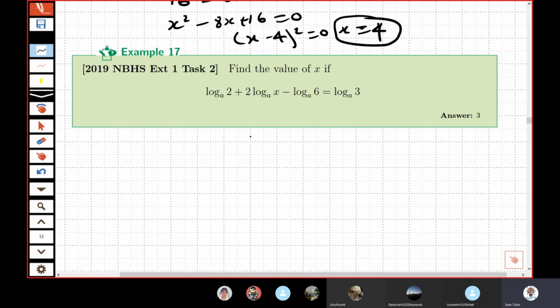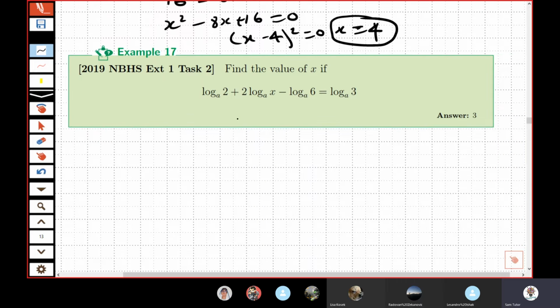2019, so this is last year's question. Find the value of x if log 2 plus 2 log x minus log 6 equals log 3. Again, all the a's are the same, so if I'm going to divide them by log a, log a, log a, log a, technically you can just cross it out from the first line. So you might as well ignore it. So what you're left with is log 2 plus 2 log x minus log 6 equals log 3.